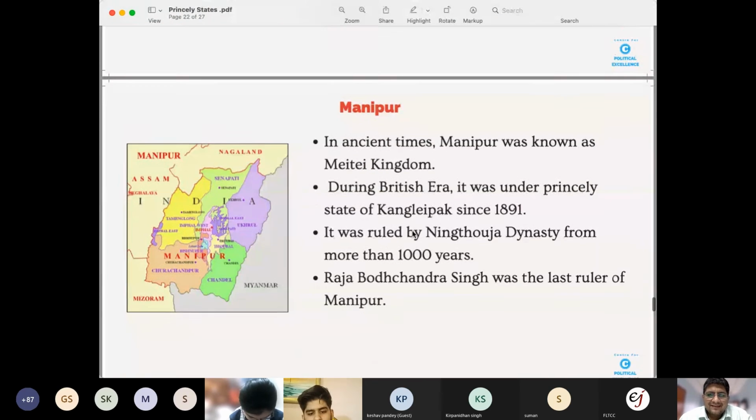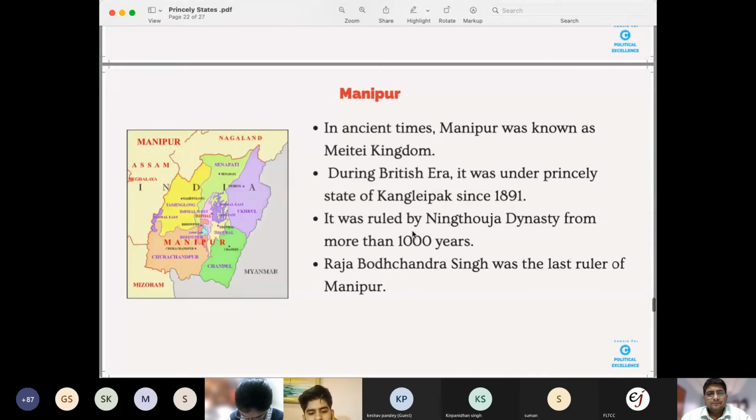Now, Manipur is the third focus of our discussion. Manipur was an independent kingdom. The Northeast is also in the news these days because of the clashes which are going on between Assam and Mizoram.